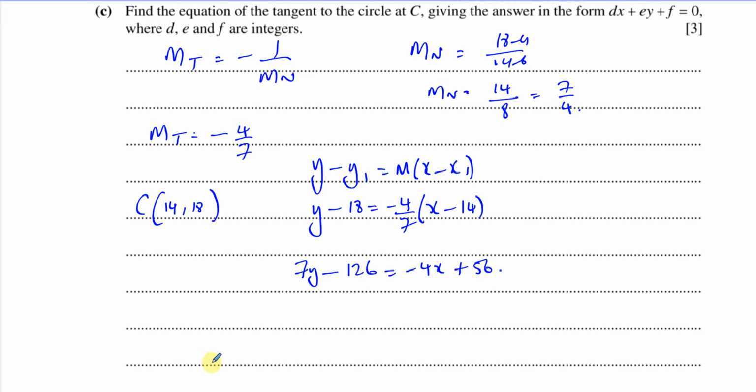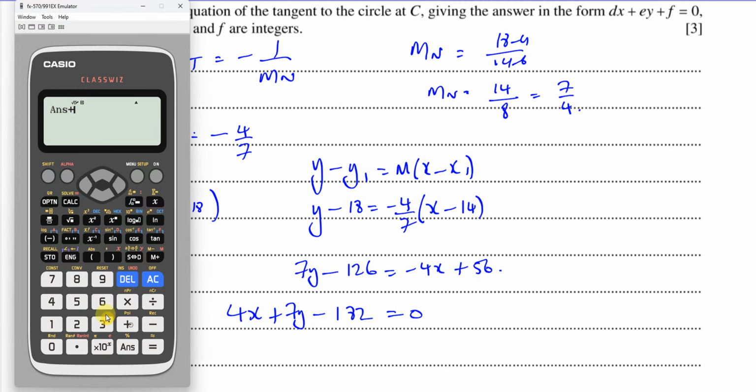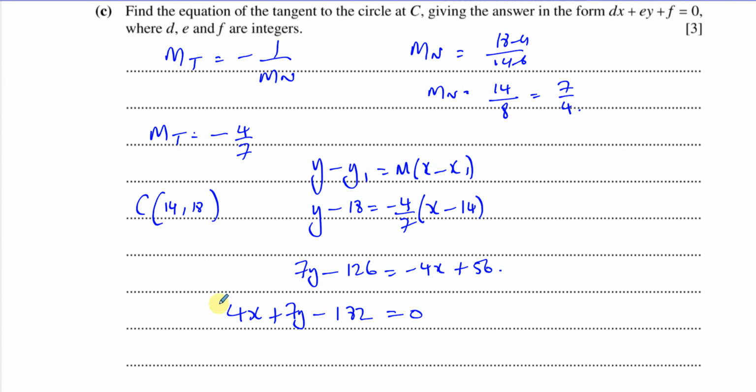So now I can write everything on one side. It's always best to write the x on the side where the x coefficient will be positive. So I'm going to add 4x to both sides. So I have 4x, this is already plus 7y, and I have -126, -56, that's -182 equals 0. Don't forget the equals 0. Okay, 126 plus 56, yes, but it's negative because subtracting. So this is the equation of our line in the form required.